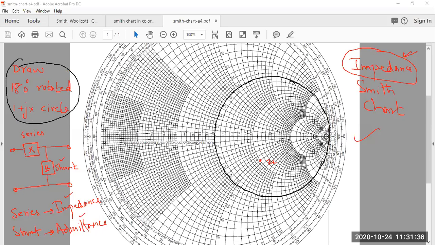So this is the 1 plus jx circle, which is already there on the impedance Smith chart, or the chart that you will be using in your exam. And now you are going to draw a 180-degree rotated version of the circle. So when you rotate this circle by 180 degrees, this circle will come over here.